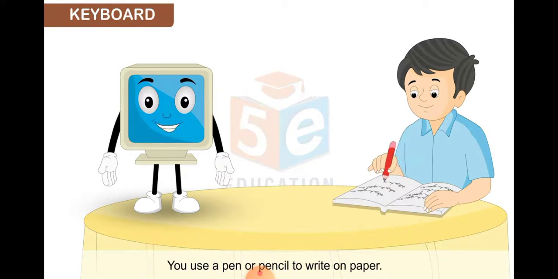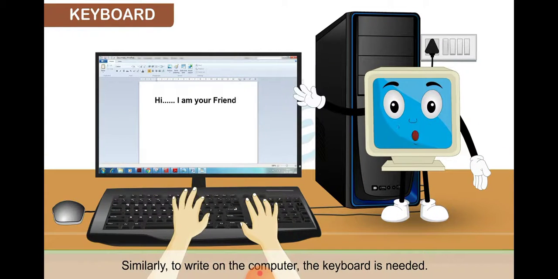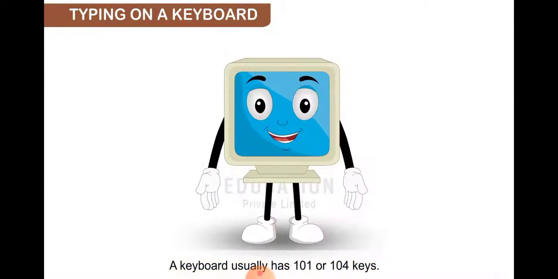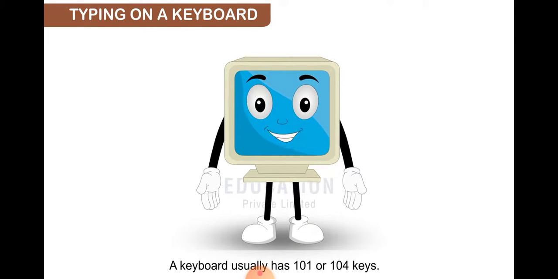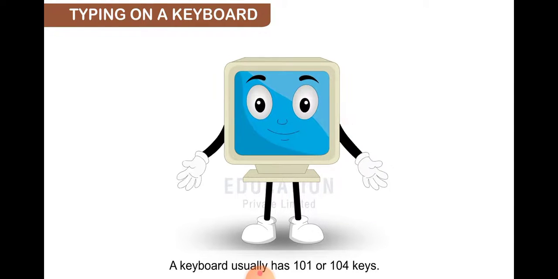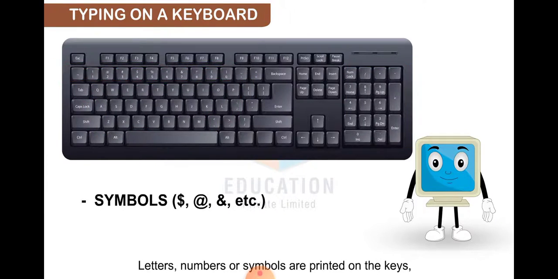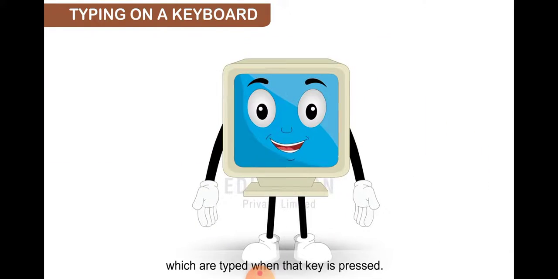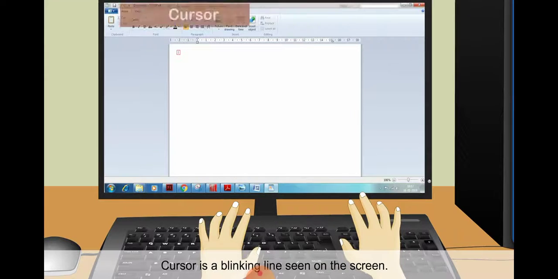Here you see this guy is using a keyboard to type on his computer screen. Then students, a keyboard usually has 101 or 104 keys, that is letters, numbers and symbols. The letters means A, B, C, D, etc. and numbers means 1, 2, 0, 9, etc. and symbols mean percentage, at the rate, plus, minus, etc. So let's learn this in detail, students.